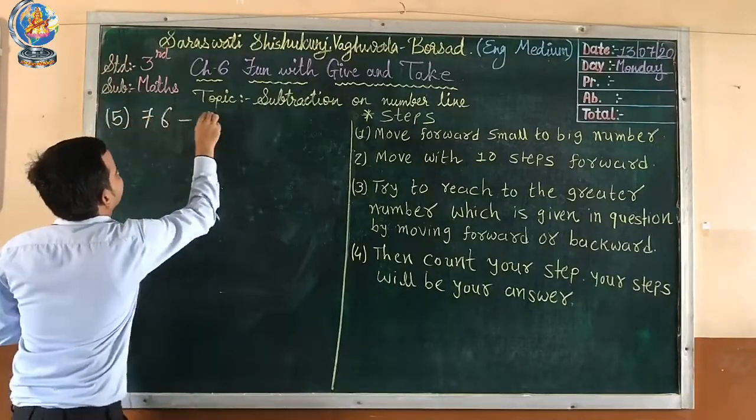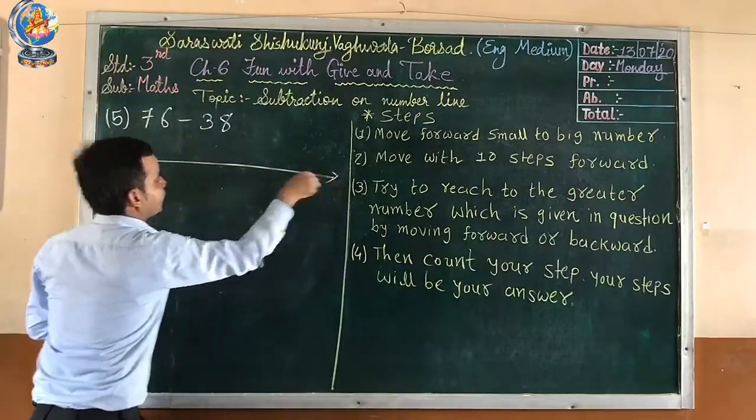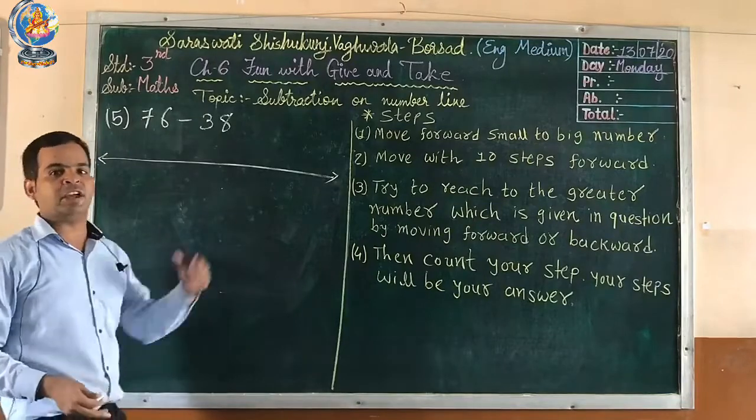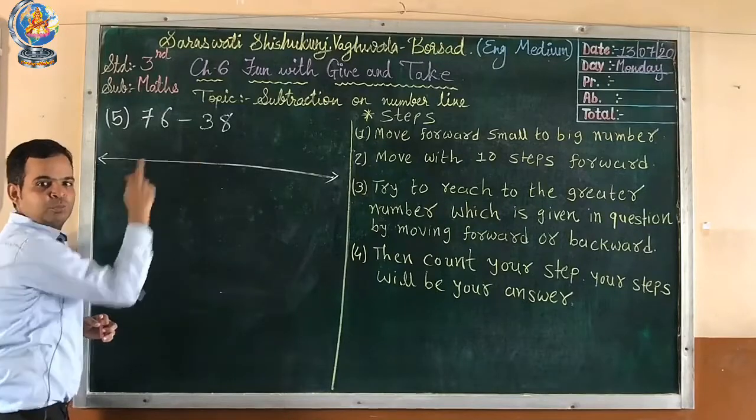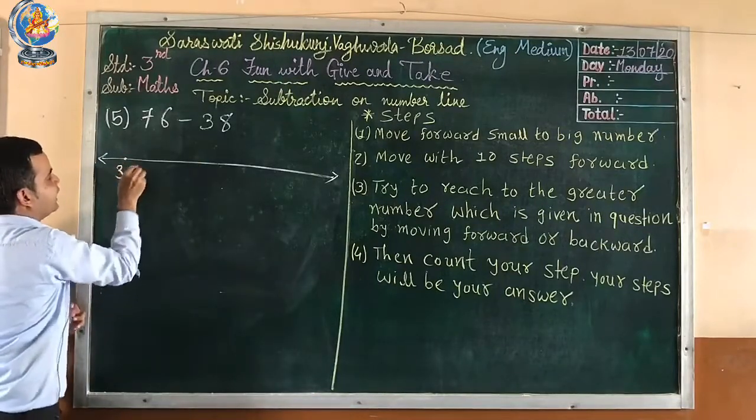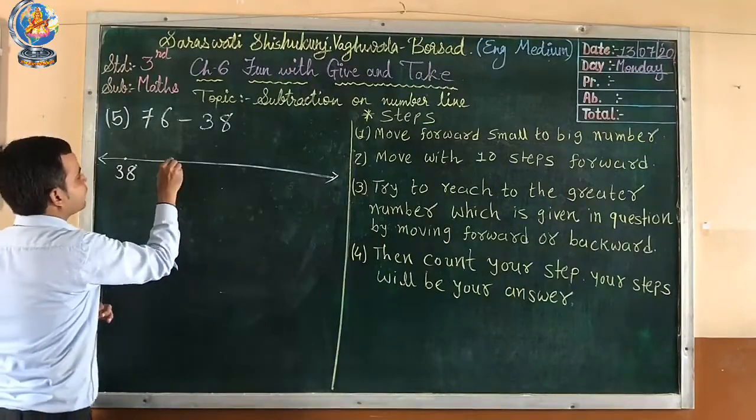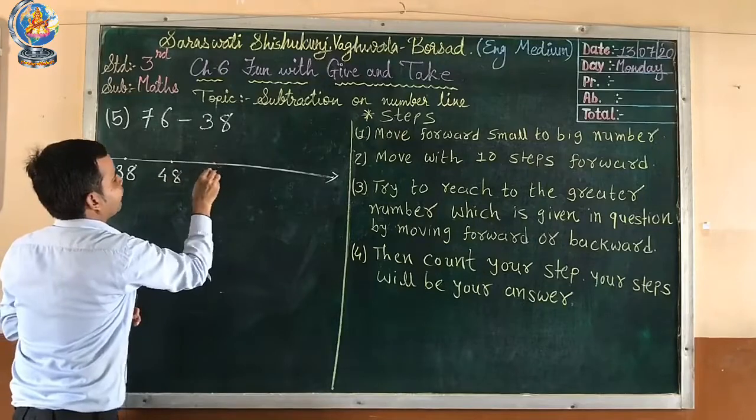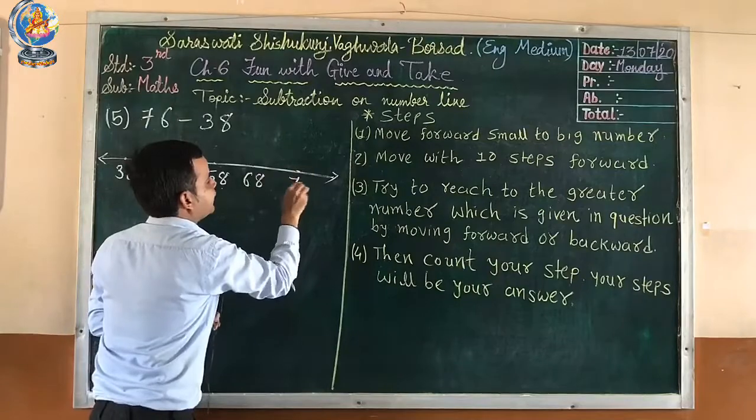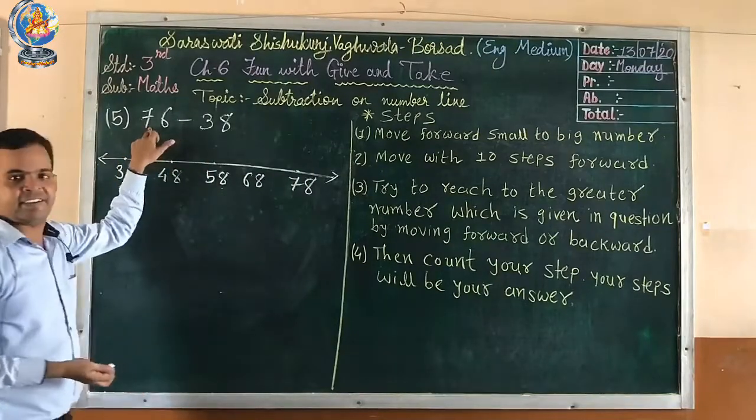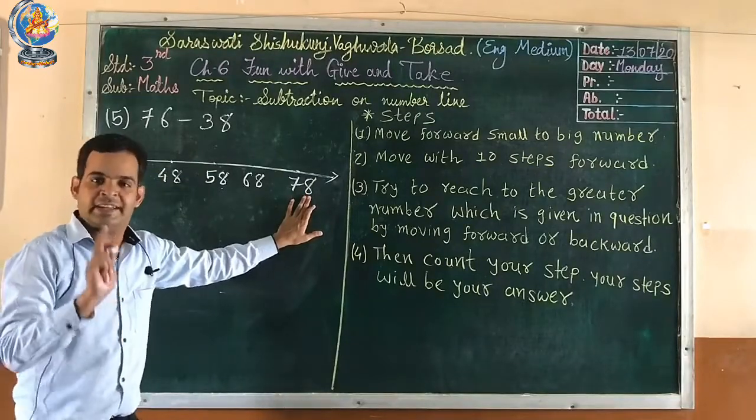76 minus 38. First of all we have to draw a number line. On the number line we write the smaller number, right? Here 76 and 38, 38 is the smaller number, so I have written 38. Now second step, move 10 steps forward. So 38 plus 10 is 48, then 58, then 68, and then 78. If you observe, here is 76, and we have gone up to 78, right?